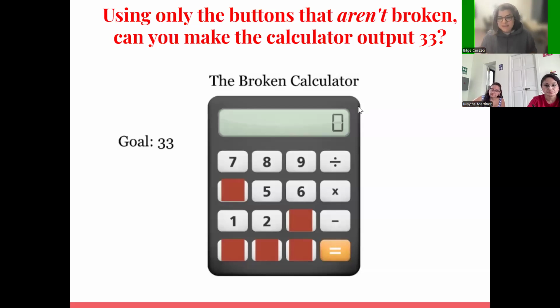So let's start with an activity again. This time we'll just make it interactive between the three of us. If I give you this broken calculator and ask you to utilize it, you come up with an equation where the result is 33. The numbers available in this broken calculator are 1, 2, 5, 6, 9, 8, 7. And the operations that you can use are division, multiplication, and subtraction. Those are the only ones available. Can you come up with an equation or multiple equations that will give the output as 33?